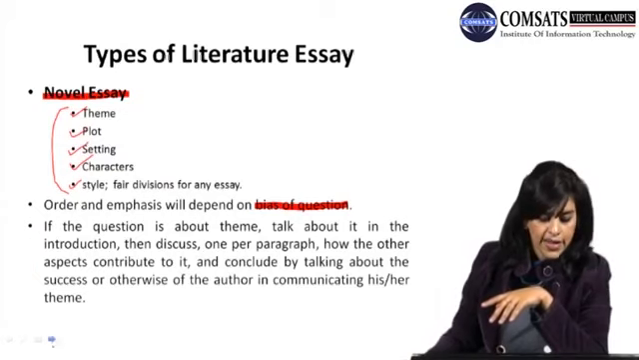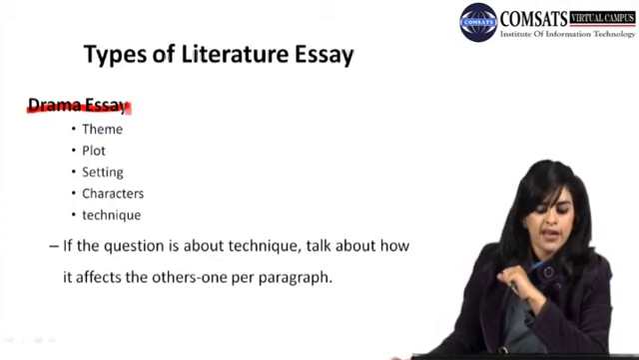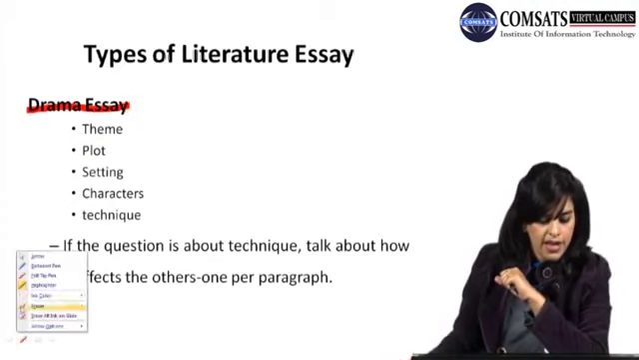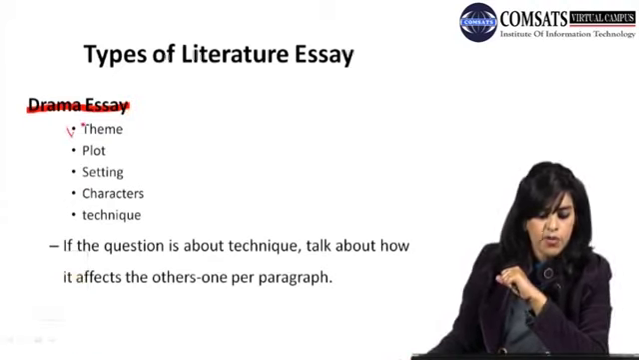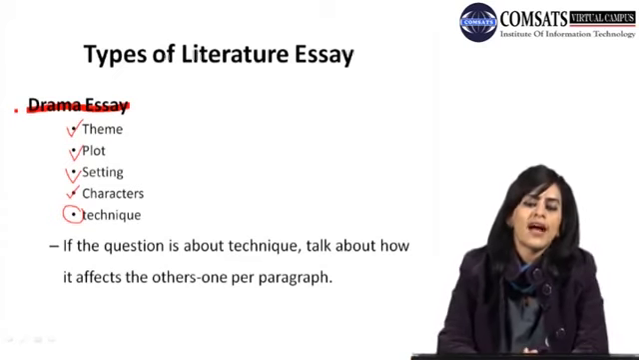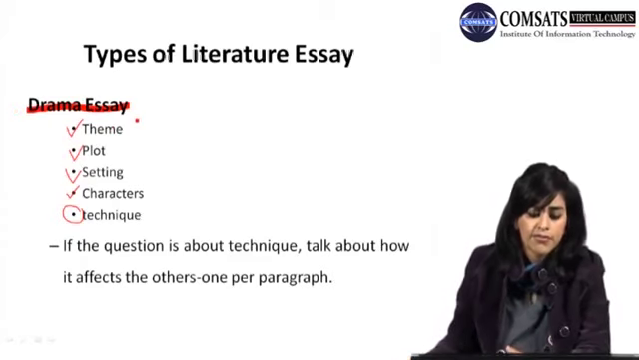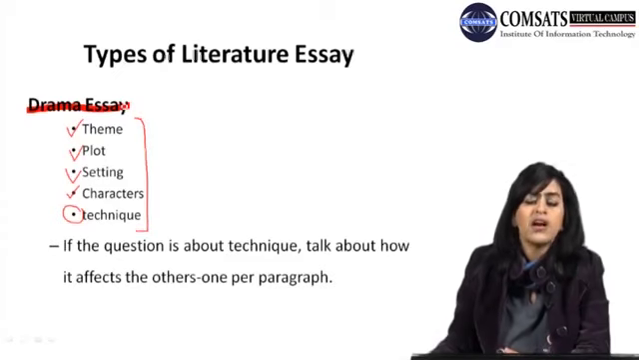Now moving on to the next slide, let's see the second type of literature essay, that is the drama essay. Again, a drama essay has some elements that can be focused on: theme, plot, setting, characters, and instead of style, you can talk about the techniques of writing the drama. A drama can have a language style as well as different techniques used in writing it. So these are some fair options for writing any drama essay.